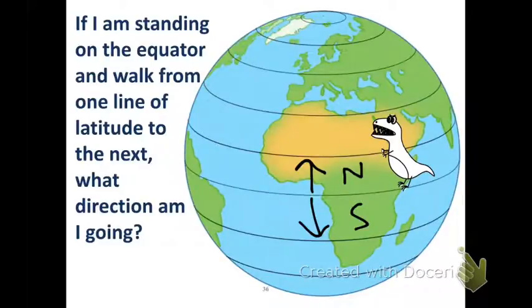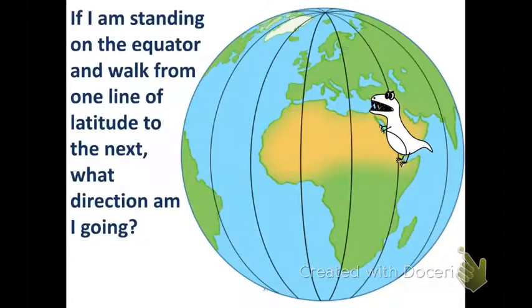So again, if I go from this latitude line to the next one, then I'm going to walk north, or I could go down and I could go south. So latitude lines are going east to west, but you travel between them by going north or south. Okay, let's look at another dinosaur. Now I'm a dinosaur standing on a line of longitude. If I want to get to the next line of longitude, what direction do I walk?